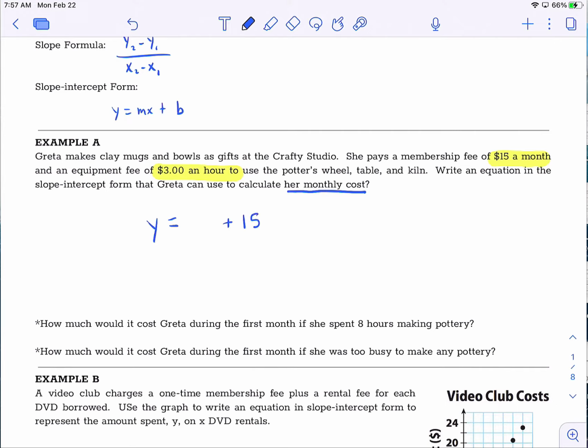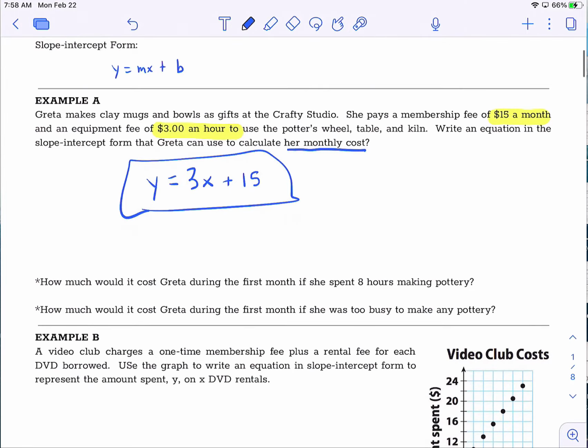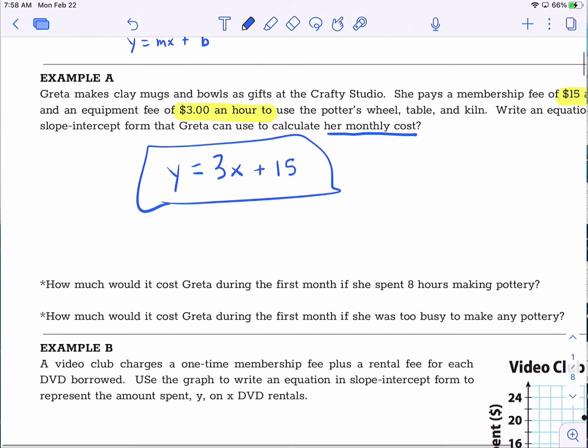Her other costs come from the equipment that she uses. That's going to be the part that we don't know for the month, how much she's going to use it. So if we use x to be the number of hours and it's $3 an hour, then it should be 3x plus 15. $3 an hour to use the equipment plus the $15 that she had to pay right at the beginning of the month. That's for 1 month, her monthly cost. If we wanted to do something else besides that, that would be a different conversation.